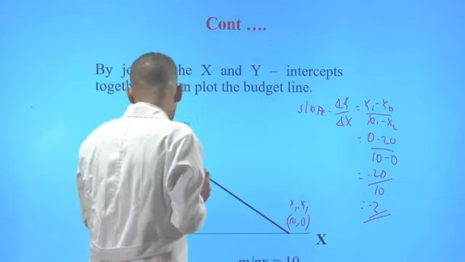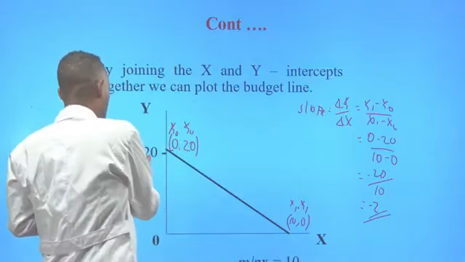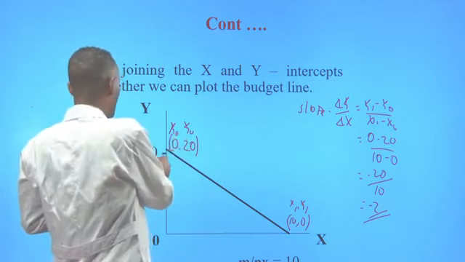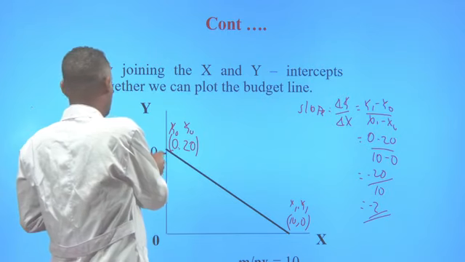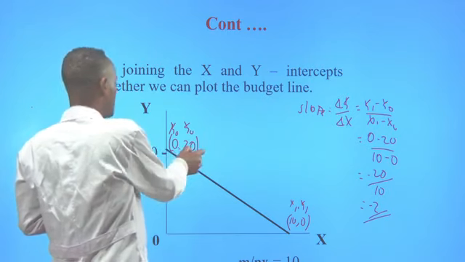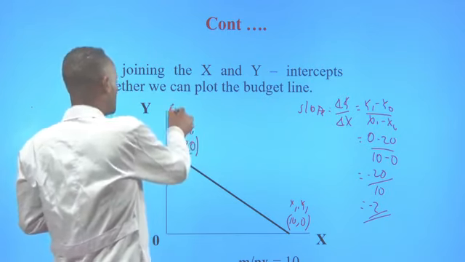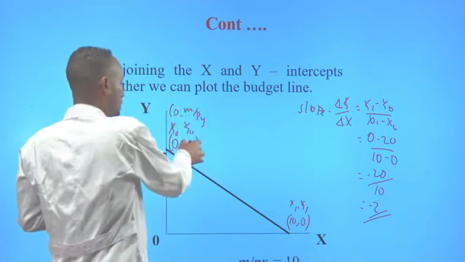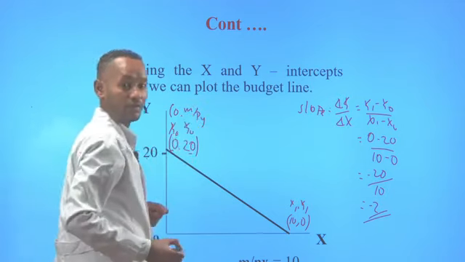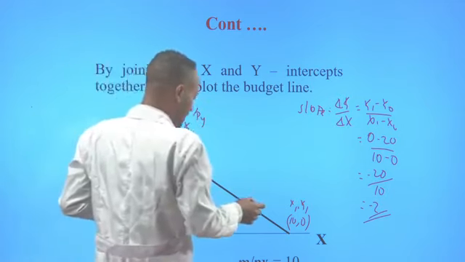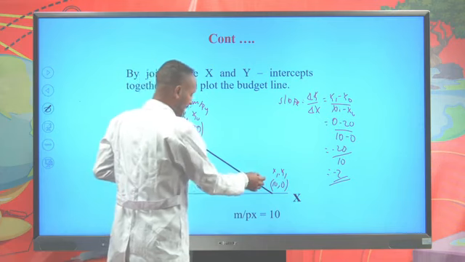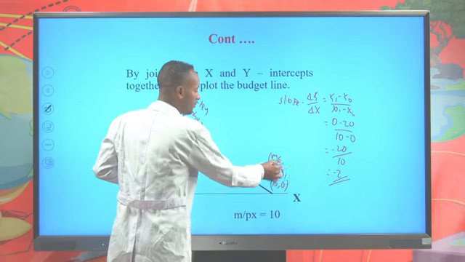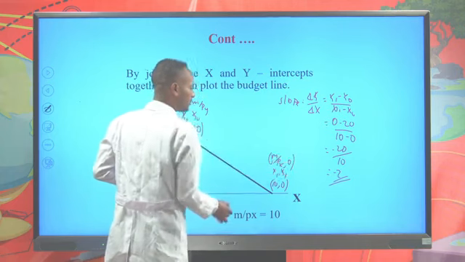As I told you earlier, m over price of y is the vertical intercept. So we can substitute this m over price of y for 20. So this coordinate will be (0, m over price of y), because the value of 20 is equal to m over price of y. Similarly, the value of 10 is equal to m over price of x. So this coordinate can be (m over price of x, 0).